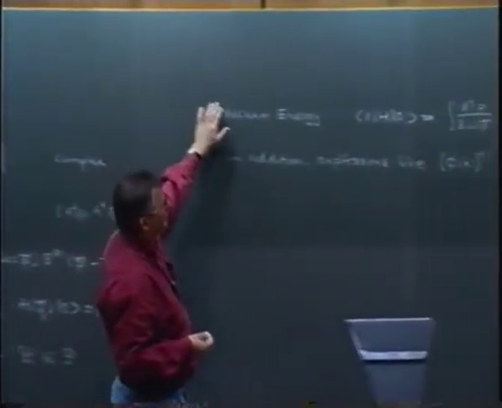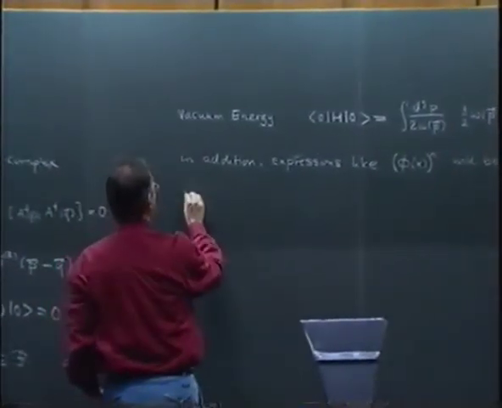Well, there's a way to make them well-defined that goes just like here. It's called normal ordering.